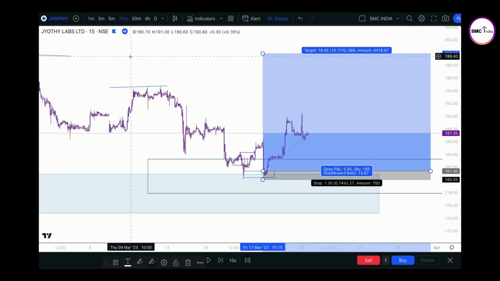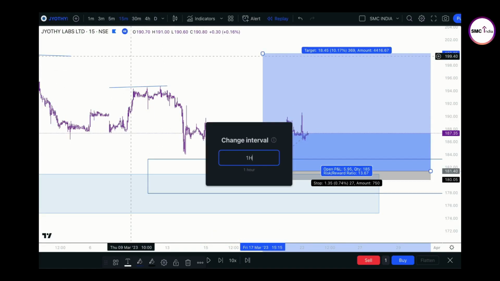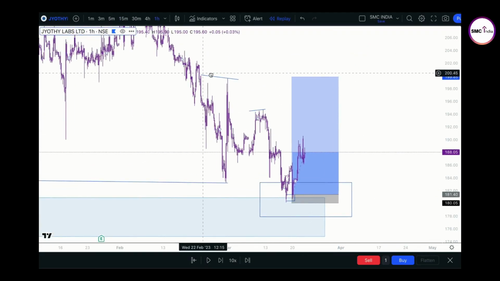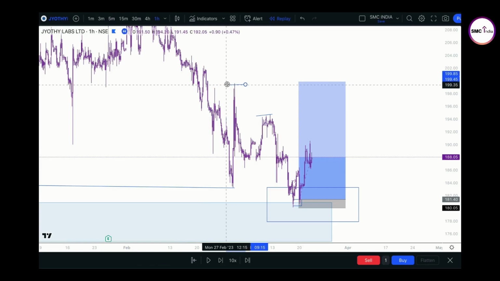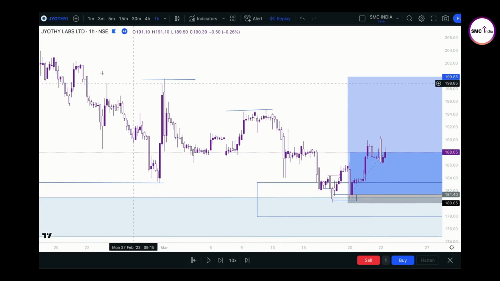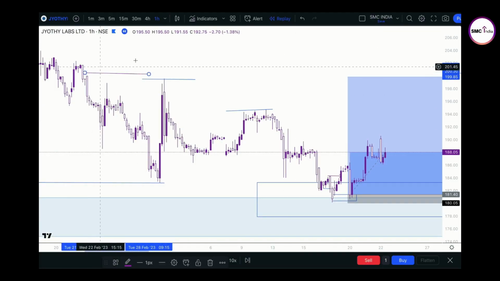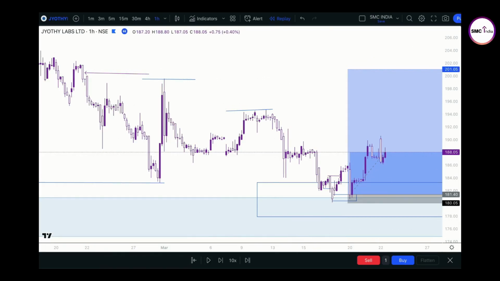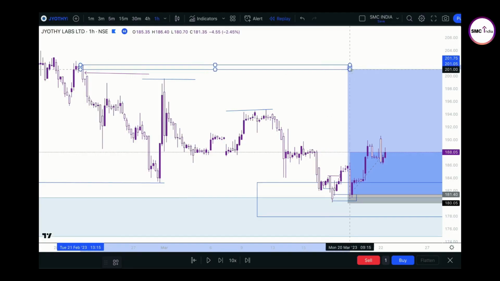If I'm going for 1 hour, it will be a bit quicker. There are liquidities up here, and you could see that there is imbalance which is left to be filled. So you could target this order block.